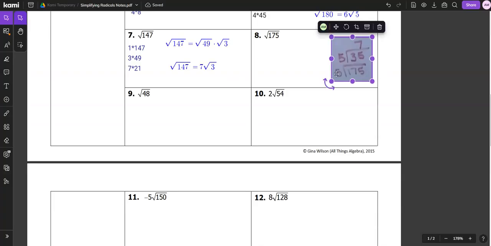So 175 divided by 5 was 35. 35 is also divisible by 5. So we divided by 5 and got 7. 7 is prime, so we are complete there.